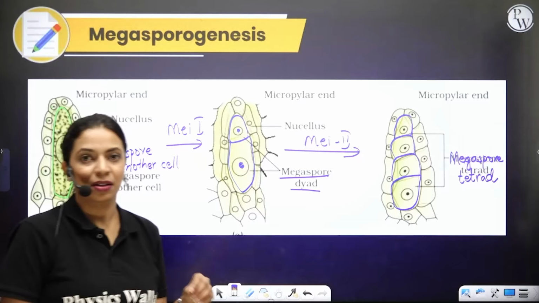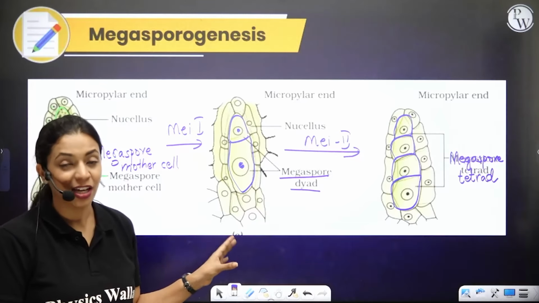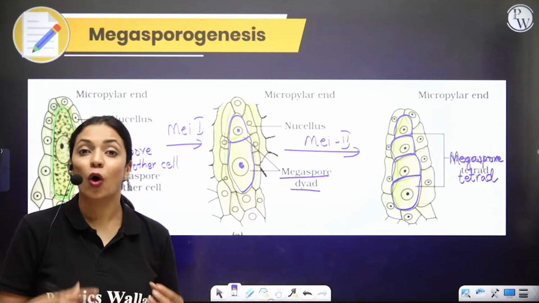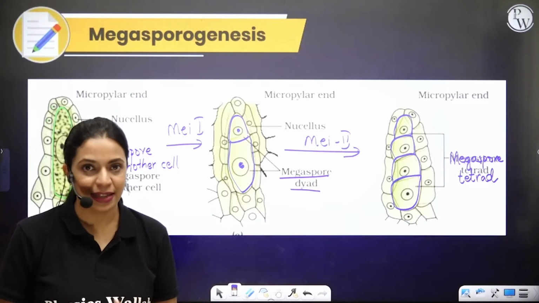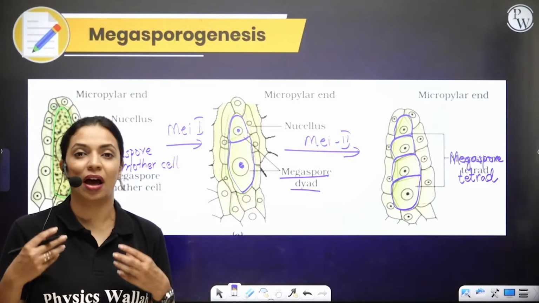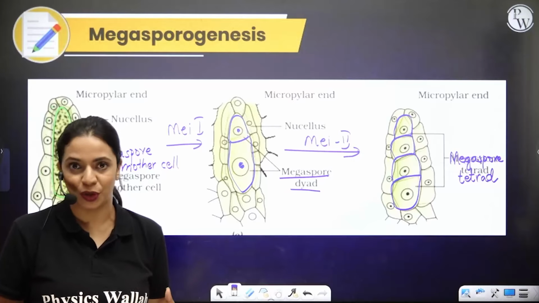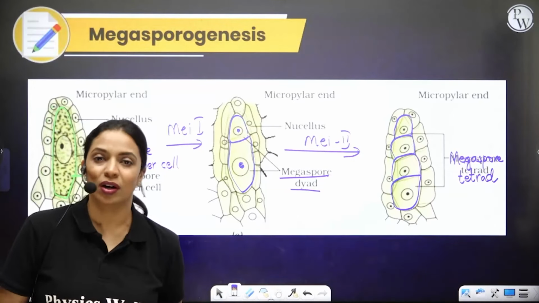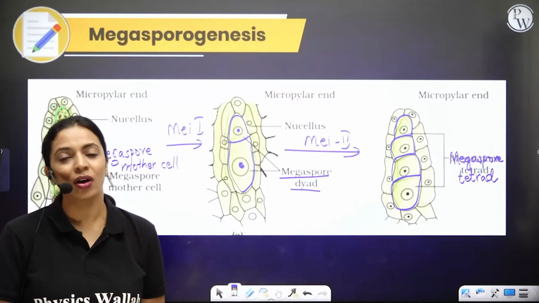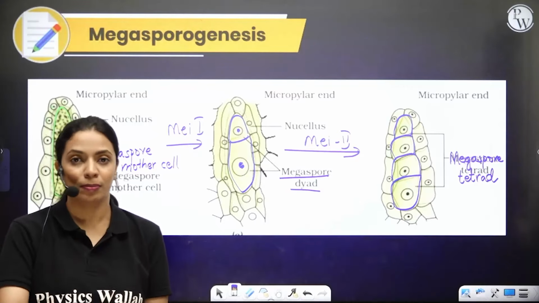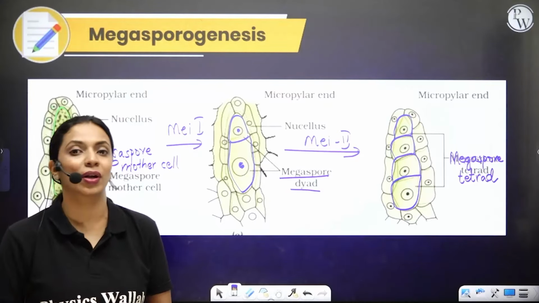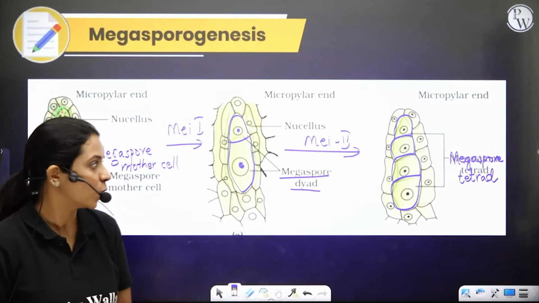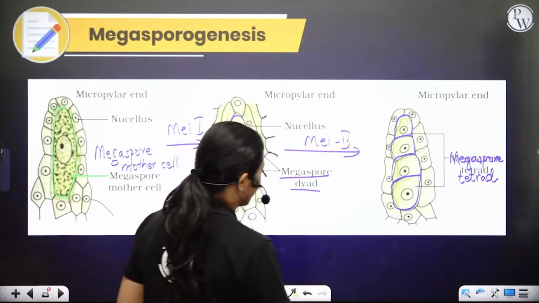The difference between megasporogenesis and microsporogenesis is, in microsporogenesis, all the sporogenous cells or the microspore mother cells will undergo meiotic cell division to produce pollen grains. But over here, generally in one ovule, only one of the nucellar cells will undergo some differentiation to form megaspore mother cell. Only that will undergo meiotic cell division to produce 4 megaspores. Okay, so this is called the megaspore tetrad.